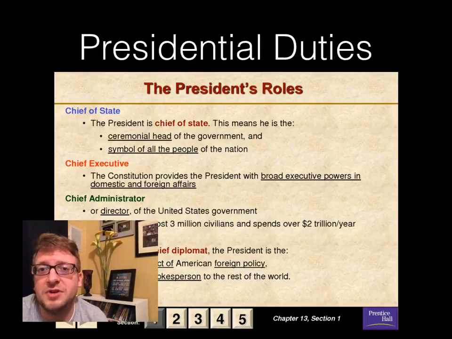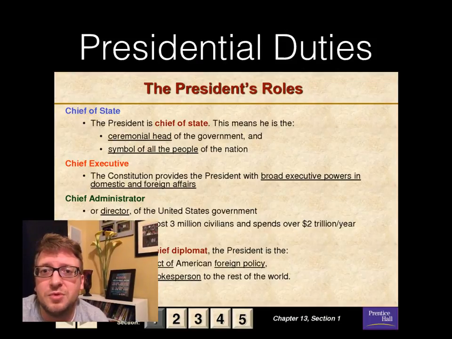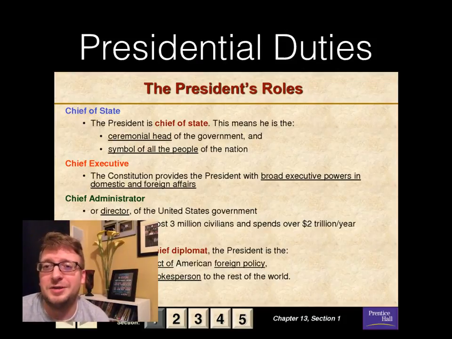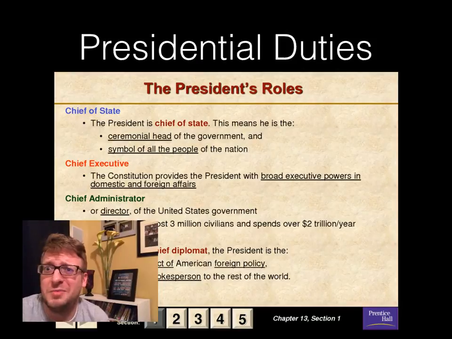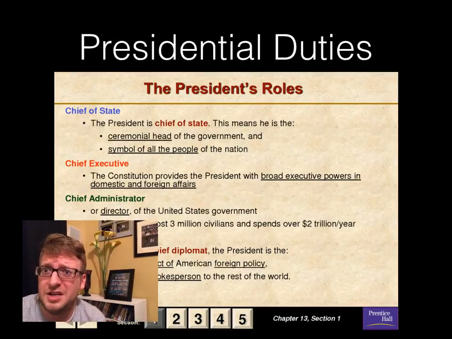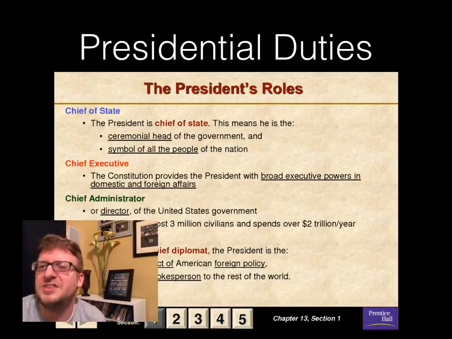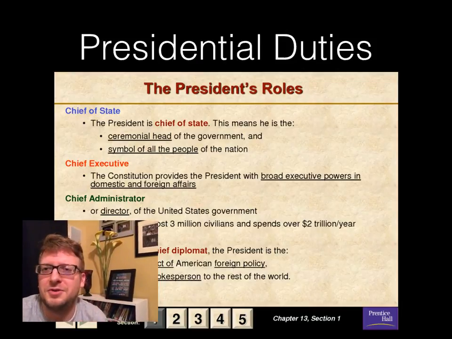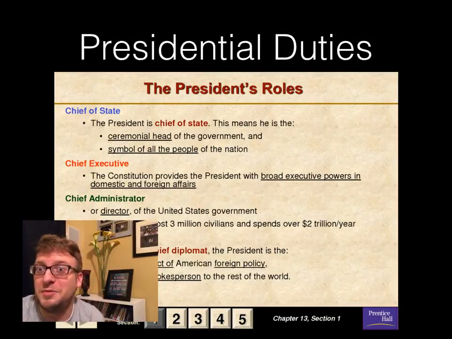Now, he's also the chief administrator or director of the U.S. government. And so it tells you right here he employs around 3 million civilians, and he spends over $2 trillion a year. You didn't even know that was a number, did you? Trillion. Yeah, we're not making it up. Like, that's a lot of money. Think about what $2 trillion could get you. You know, that's a scary thought, asking a fifth grader what they'd buy with $2 trillion, because as you get older, the priorities would be bigger. Again, that's why we have to be 35 years old to be president, correct?